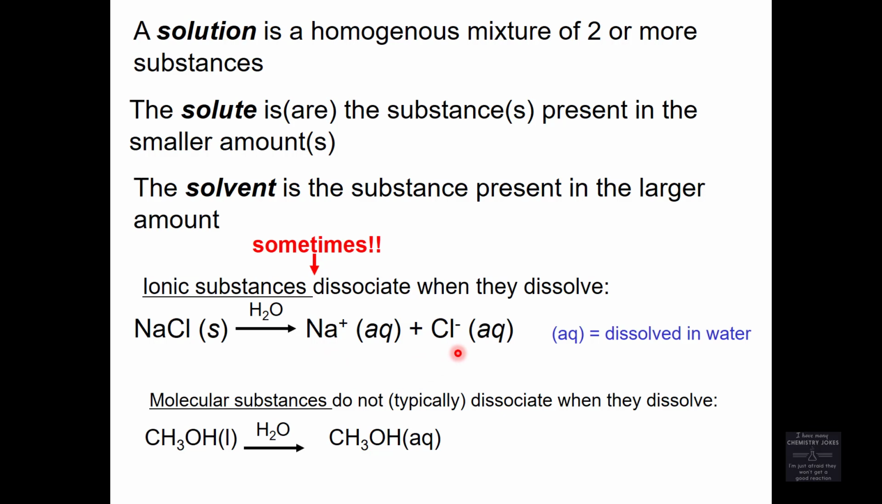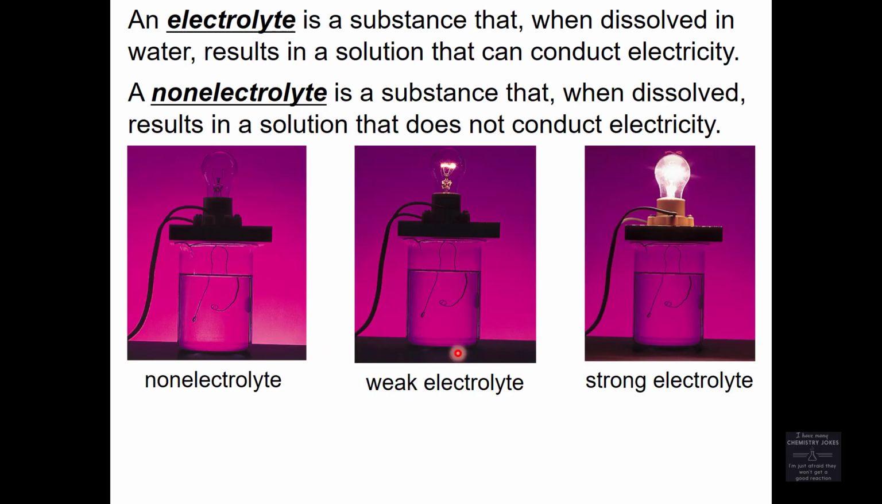Something else about things that dissociate. When something dissociates, it often can conduct electricity. Something that can conduct electricity is called an electrolyte. Something that cannot conduct electricity is a non-electrolyte. So non-electrolyte in this beaker down here, light bulb is not on. Strong electrolyte, light bulb on. Weak electrolyte, light bulb on but not very bright.